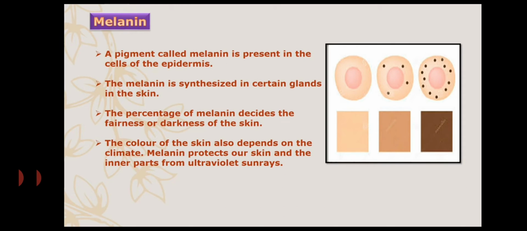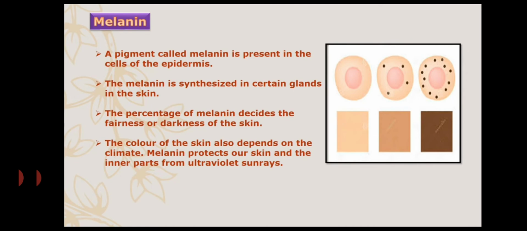The color of the skin also depends on the climate. Melanin protects our skin and the inner parts from ultraviolet sun rays. Because of melanin, our skin gets protection from ultraviolet sun rays.